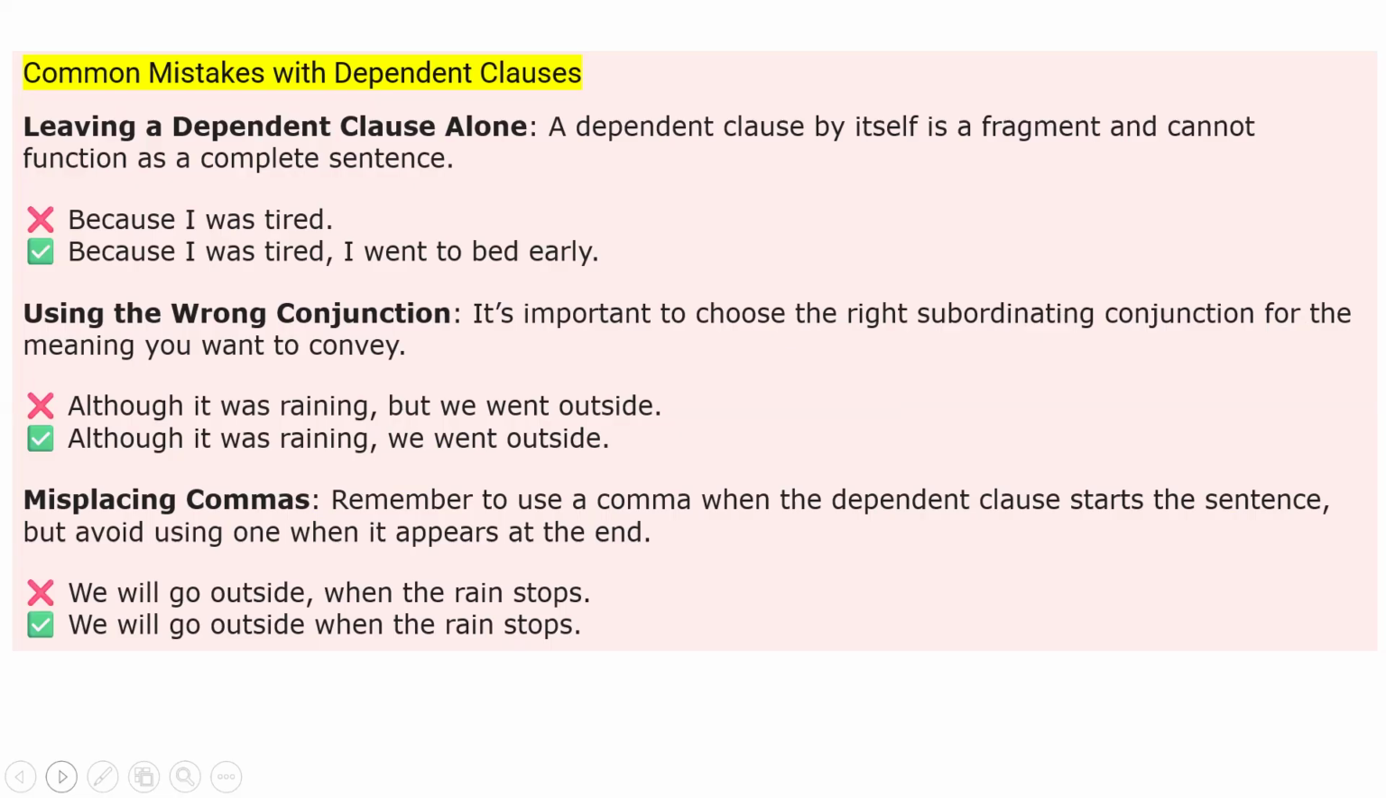We will go outside when the rain stops. In this sentence, we will go outside is an independent clause. When the rain stops is a dependent clause. So when the dependent clause is used at the end of the sentence, no comma should be used. These are the common mistakes you should avoid while using dependent clauses in your speaking and writing.